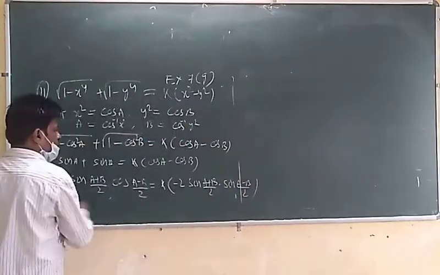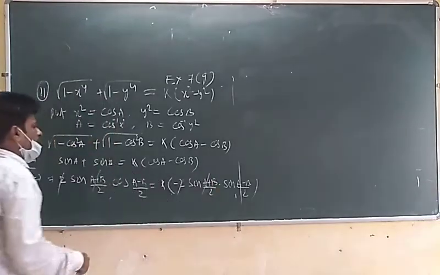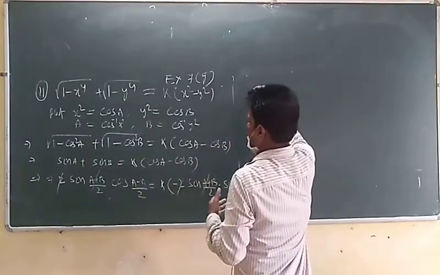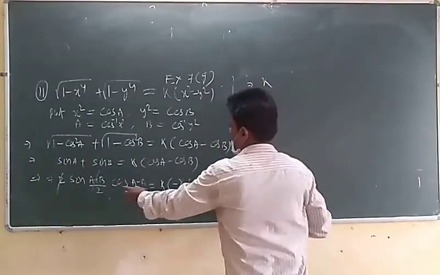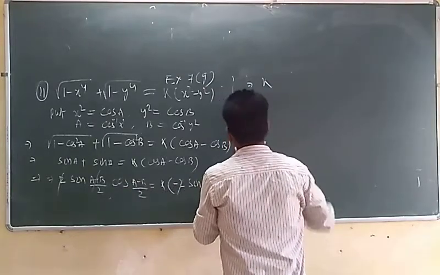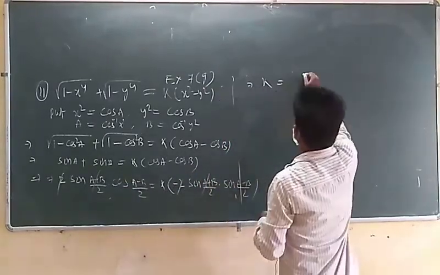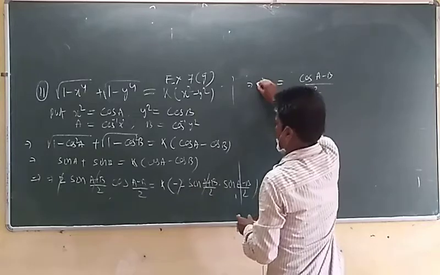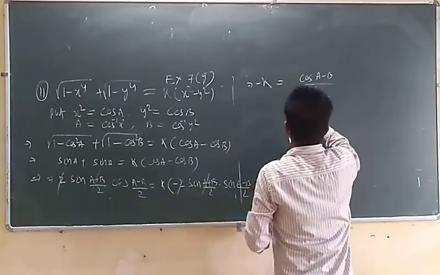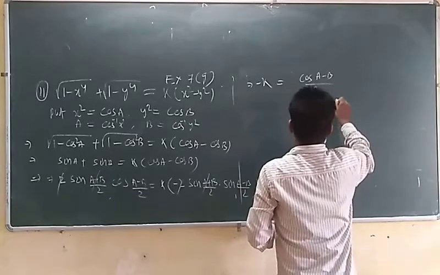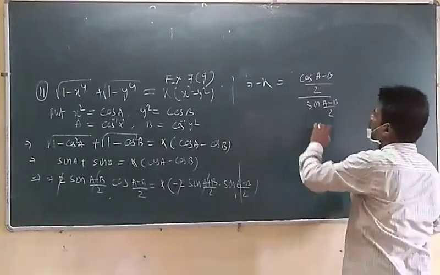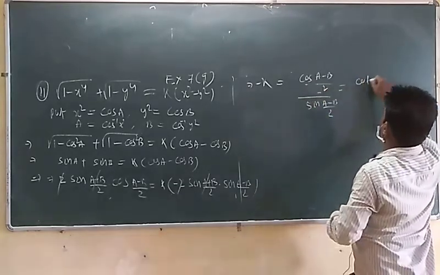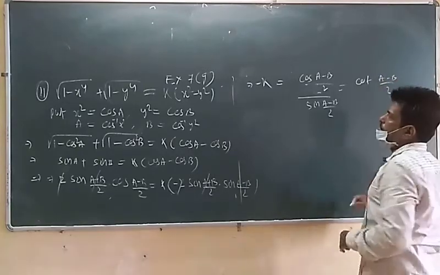Just as you have cancelled, 2 sin (A plus B)/2 cancels. In this case, k is equal to cos (A plus B)/2 divided by cos (A minus B)/2 by minus k. Okay, minus k is equal to sin (A minus B)/2. Cos by sin is cot, so cot (A minus B)/2 is the value of minus k.